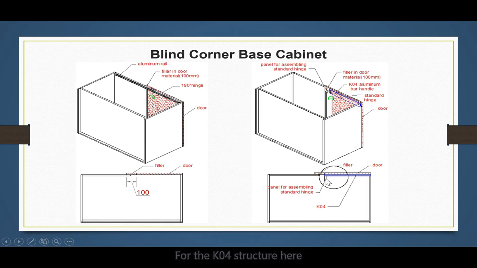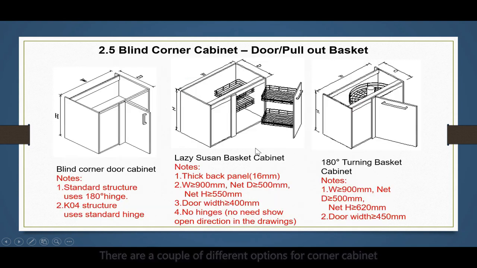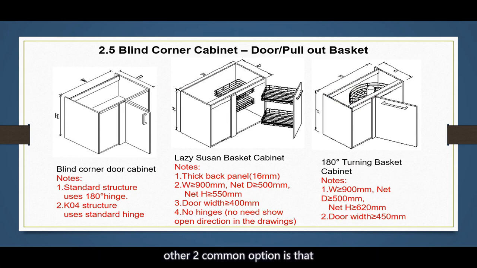For the KO4 structure, the difference is that behind the filler side here, we're going to have a small vertical panel right here to help install the KO4. This is the common structure for the base cabinets. There are a couple of different options for the corner cabinets. The other two common options are this lazy Susan basket here and the 100 degree turning basket cabinet right here. This is our standard corner door cabinet.